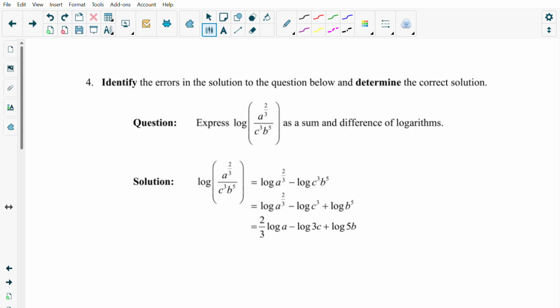Number 4, identify the errors in the solution to the question below and determine the correct solution. Question: express the log of the entire argument here, a to the 2/3 divided by c to the 3rd, b to the 5th, as a sum and difference of logarithms. So we need to apply product and quotient law, product and quotient laws properly. Okay. What did we do here?